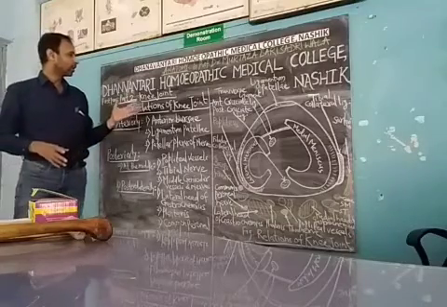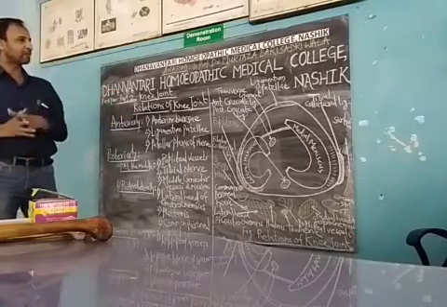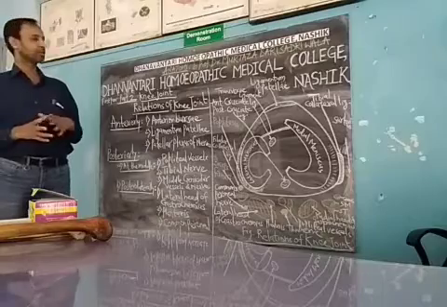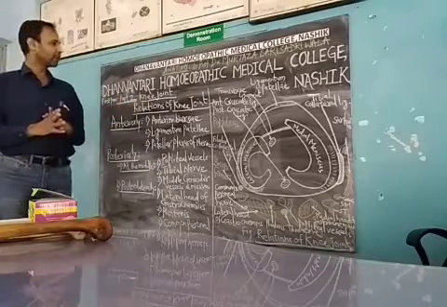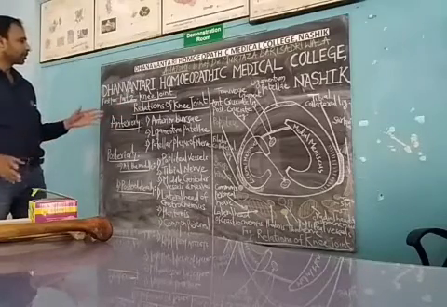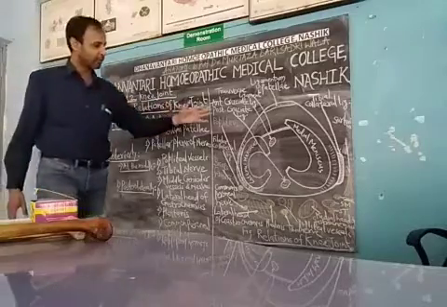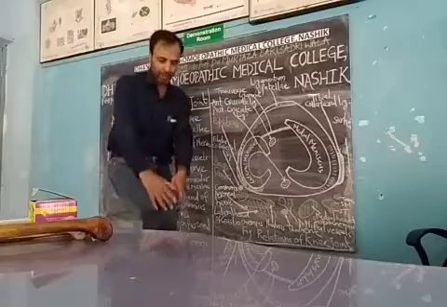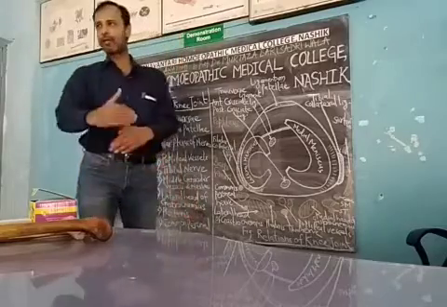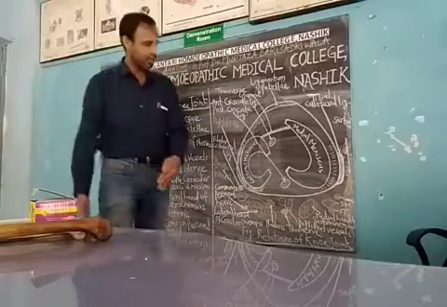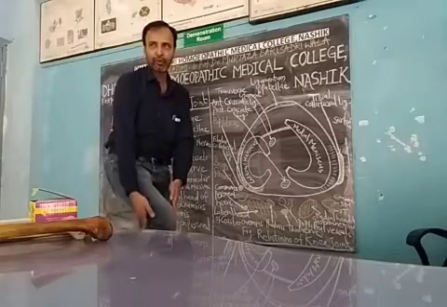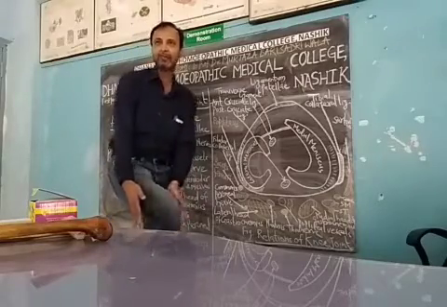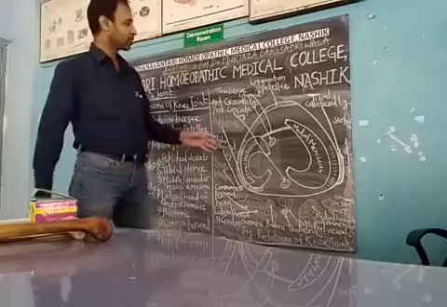So this much we are going to include in this lecture. Fine. Now we'll start today with the relations of the knee joint. Here we can see in this diagram: what are the different relations surrounding the knee joint? Anterior relation, posterior relation, lateral and medial. These are all the surrounding relations which we are going to learn.